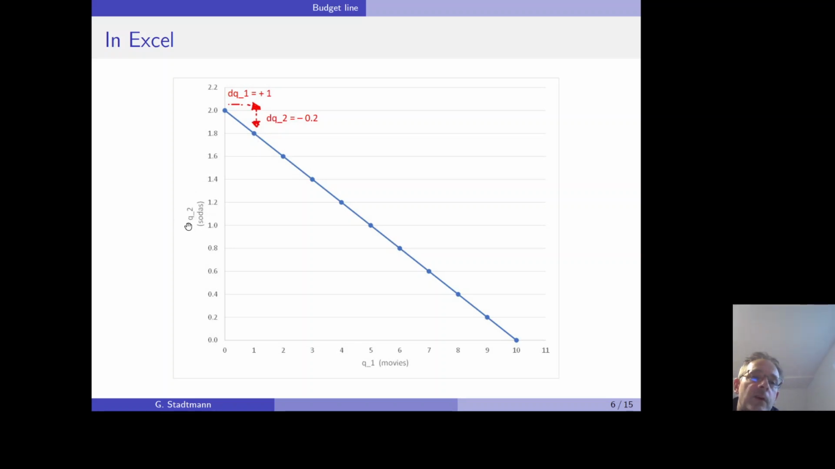But in the first step, I also draw this relationship in Excel. On the vertical axis, we have Q2, the sodas, and on the horizontal axis, we have Q1, the movies. At max, we can consume 10 movies, or at max, we can consume 2 sodas. And the slope of the curve is given by minus 0.2.